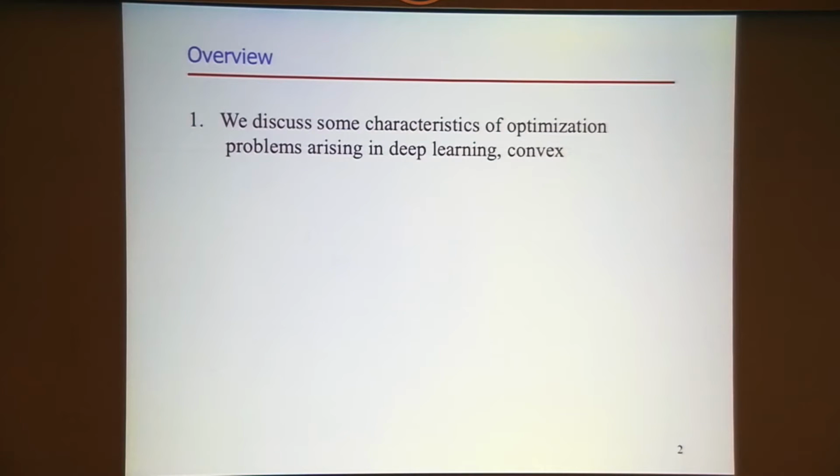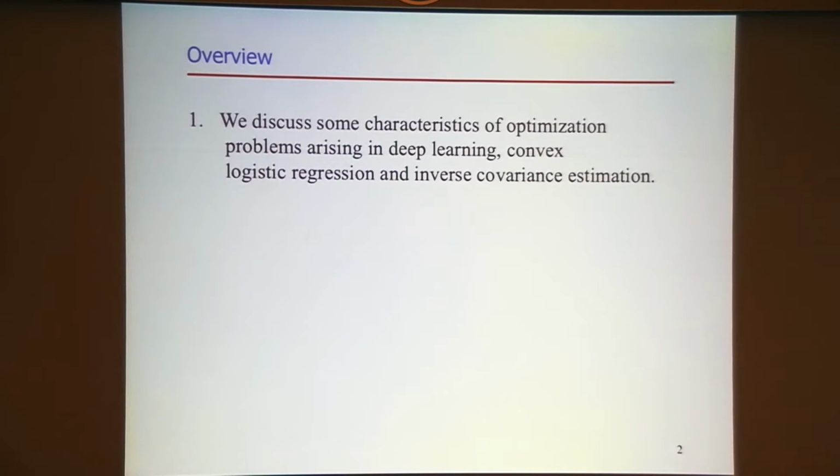I'm not going to get into the mathematics. I'm going to get into trying to explain what is the idea? What is it that one needs to do to evaluate such methods? Okay, I'm going to start by talking about some of the characteristics of optimization problems that arise in deep learning. I'll also be looking at convex logistic regression. And I'll talk about inverse covariance estimation.